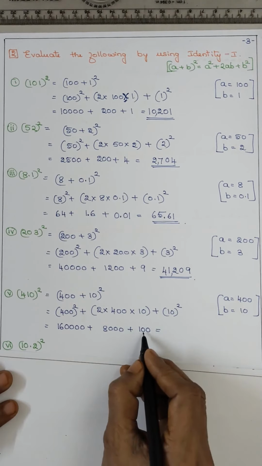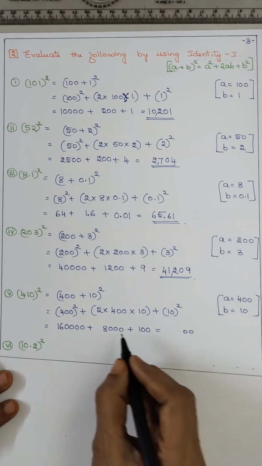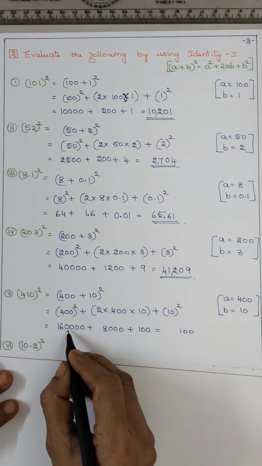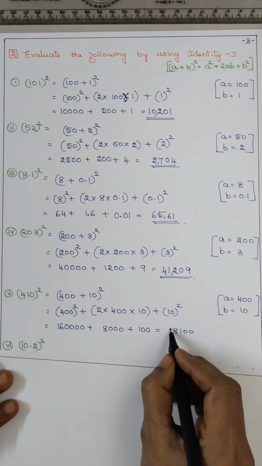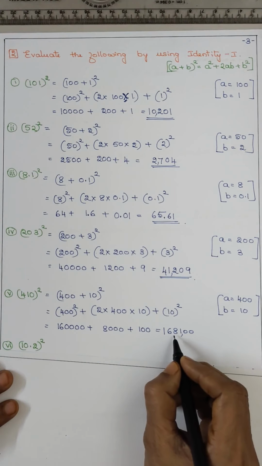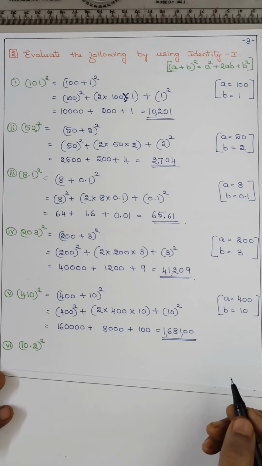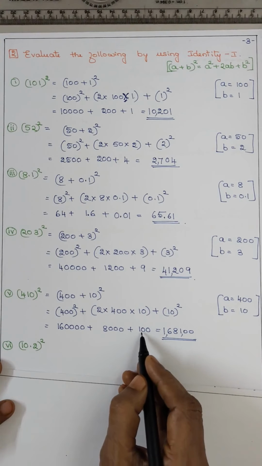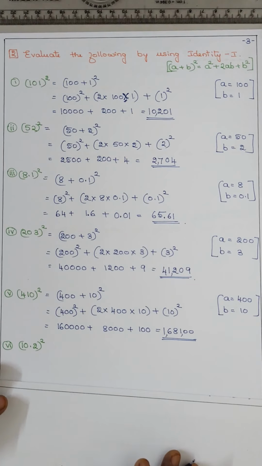Now ones and tens, it is 0. Hundreds, it is 1. Thousands, it will be 8. Then 10,000s, 6. Lakhs, 1. So answer will be 1,68,100. Okay, थोड़ा समझ के करो. Ones, tens, hundreds, 1000, 10,000 and lakh.